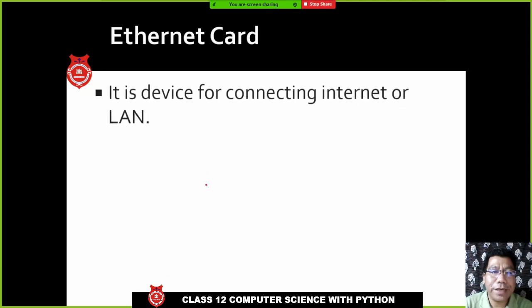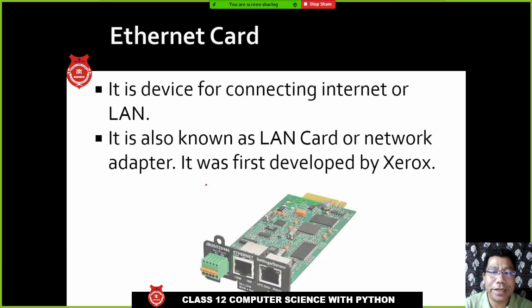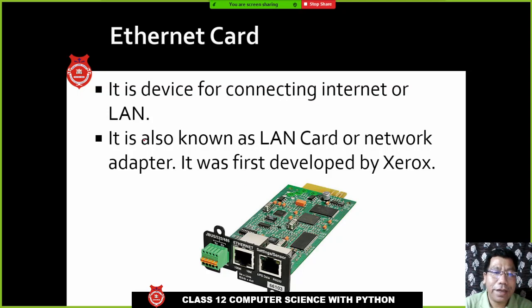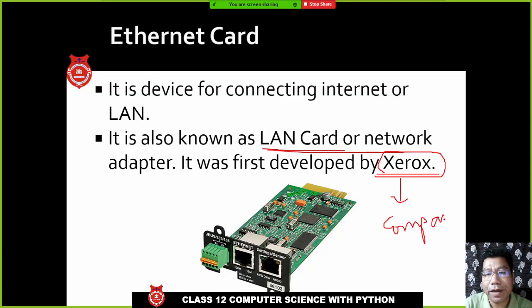And let's talk about the Ethernet card. This is also a device for connecting to a LAN or the internet. And we can say this one is the same as the network interface card, and they have different names. So it is also known as a LAN card. It was first developed by the Xerox company. Nowadays we are using Xerox as a verb, but it is a company name. They developed the network interface card, like this, where you can connect to the internet.